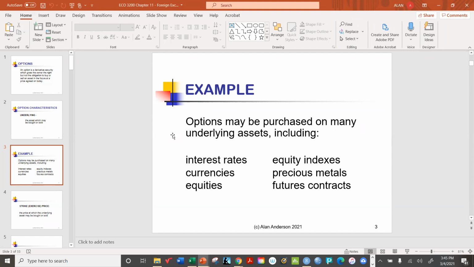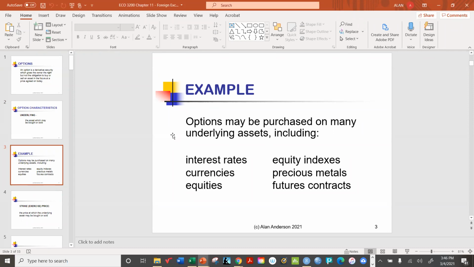And here's an interesting one: futures contracts. You can actually buy an option that gives you the right to enter into a futures contract. Those types of options are known as futures options. Yes, that's what they're called. You have the right to enter into a futures contract rather than buy these assets directly.